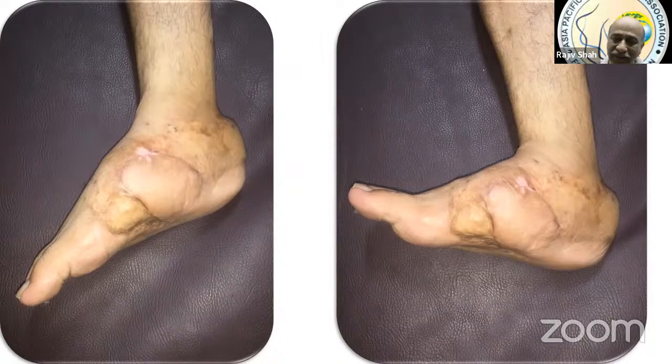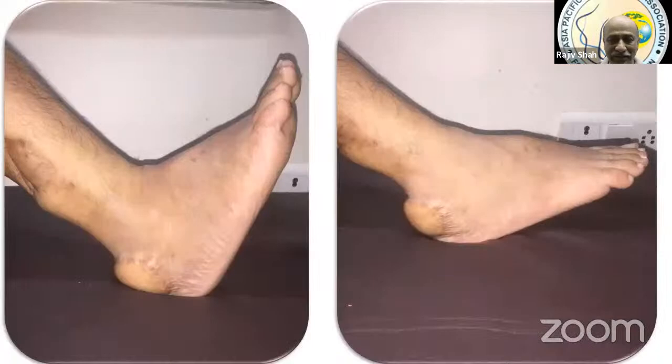Pain, but he has not reported back. It's now about 6 or 7 years that I treated him. Can you see there is one flap here also? Yeah, posterior.